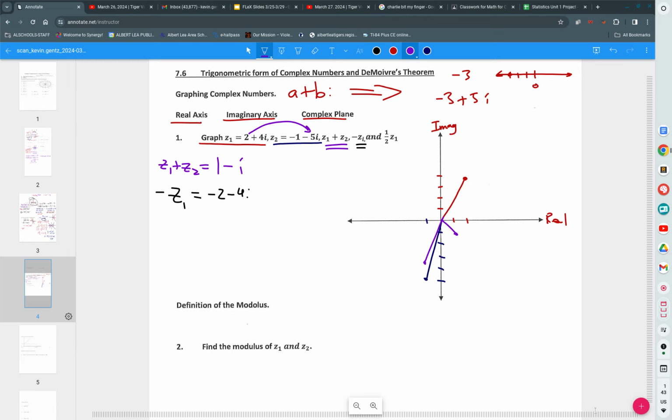And our last one will be 1 half z sub 1. One half z sub 1 is equal to, well, that's just half of those values, so 1 plus 2i. So I will go over 1 and up 2. And notice how it relates to the original z sub 1. It's the same direction, same type of line. It's just half the length. Everybody okay with graphing those complex numbers?